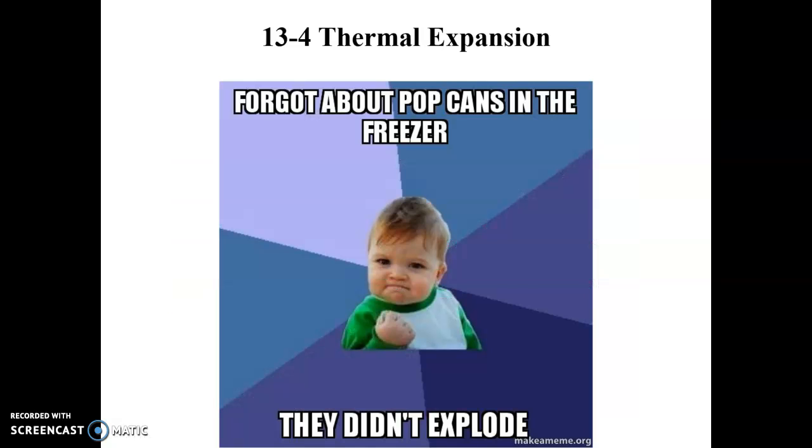So I found this meme. It's pretty exciting if you leave it in the freezer and it doesn't explode.